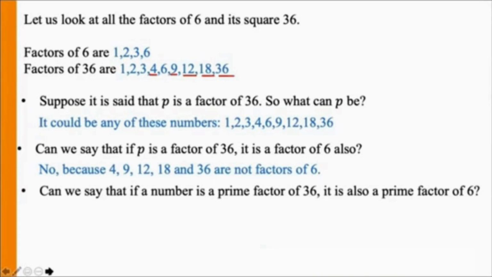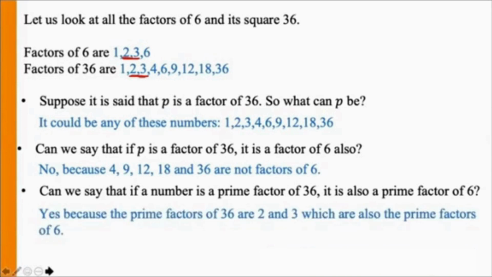Can we say that if a number is a prime factor of 36, it is also a prime factor of 6? Now we are limiting our factors to only prime numbers. If we look at prime numbers only, then they are the same in both. So our answer is yes, because prime factors of 36 are 2 and 3, which are also the prime factors of 6.